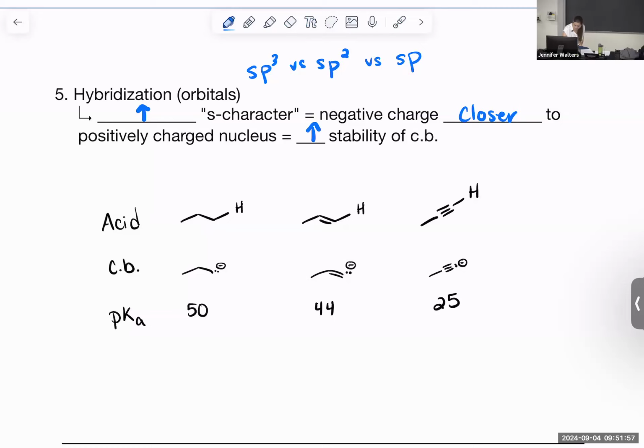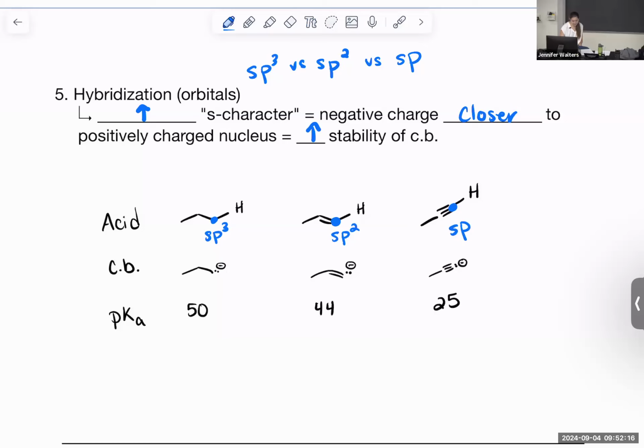sp3, how do I know? Four single bonds, beautiful. What is the hybridization of this atom? sp2, how do you know? Double bond. What's the hybridization of this atom? sp, how do you know? Triple bond, good.